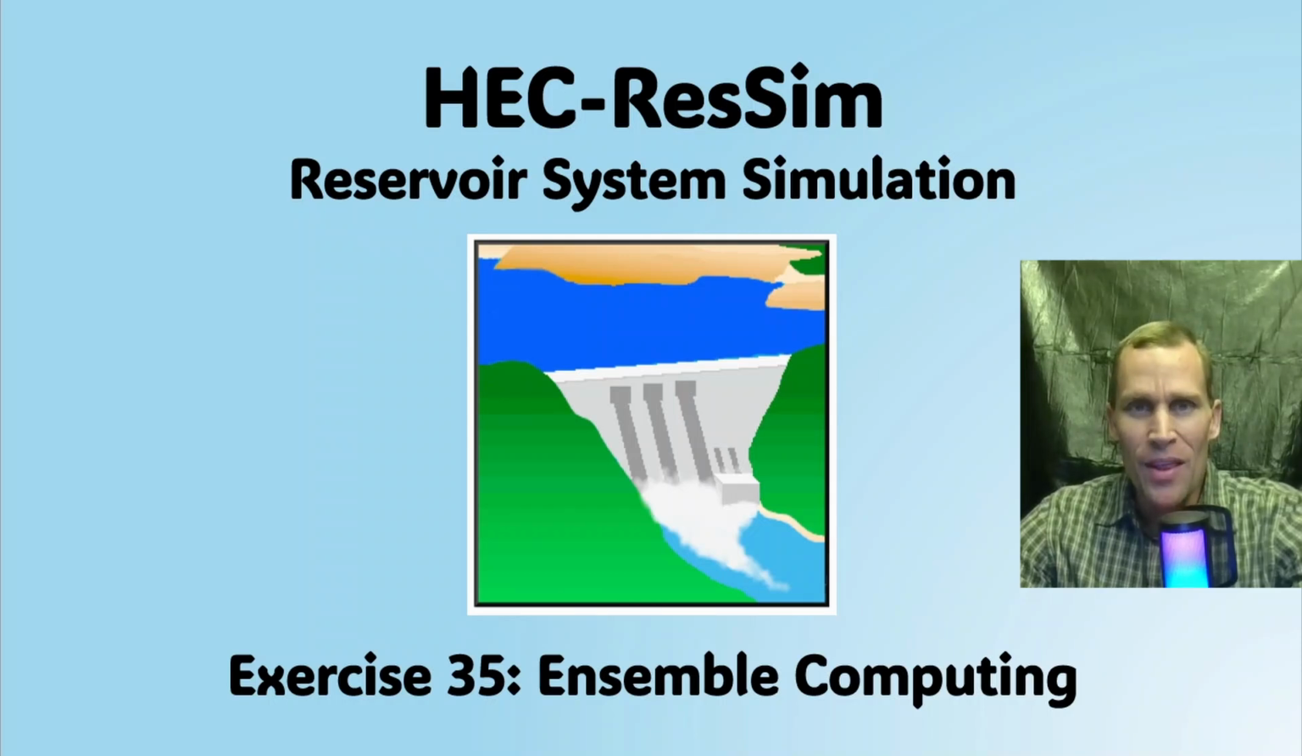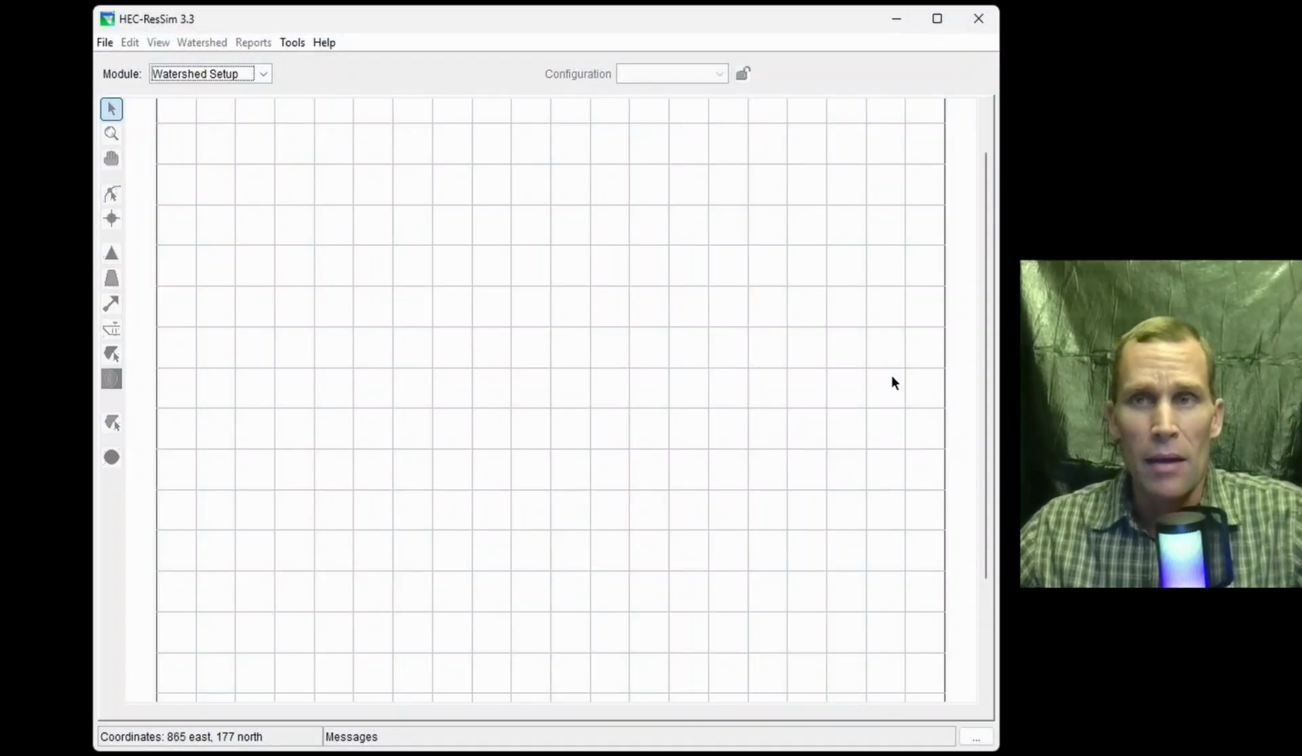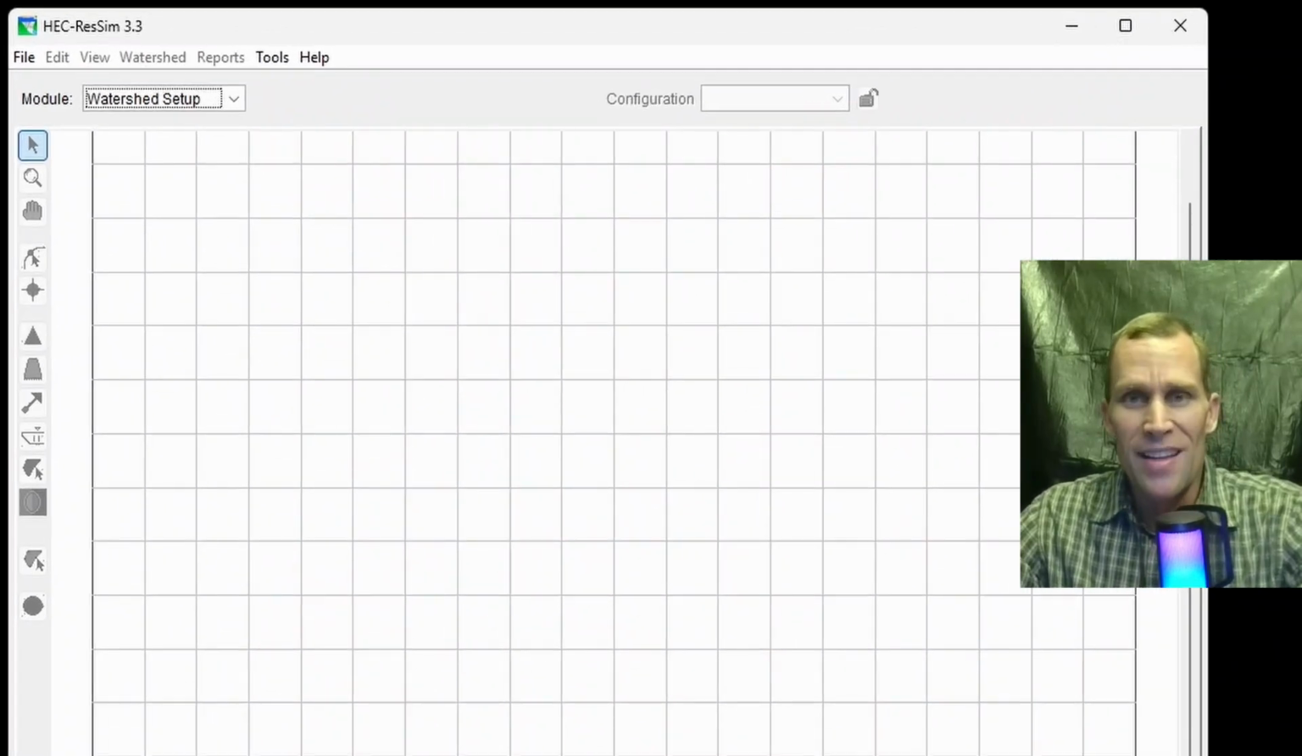Welcome and hello. This is a video exercise in HEC ResSim, and in this exercise, I'm going to be covering ensemble computing. Ensemble is a particular type of alternative in ResSim, and it's used for running simulations that include multiple scenarios or multiple data sets, and also used for analyzing those results as a total and drawing conclusions by looking at those results together. We're going to do that in this exercise.